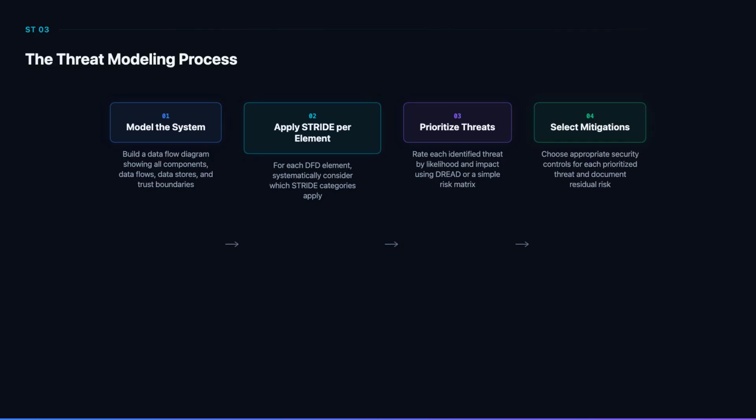For each prioritized threat, select appropriate mitigations. Spoofing is mitigated by authentication. Tampering by integrity controls. Repudiation by logging. Information disclosure by encryption and access control. Denial of service by rate limiting and redundancy. Elevation of privilege by authorization and input validation. Document any residual risk for threats that cannot be fully mitigated.